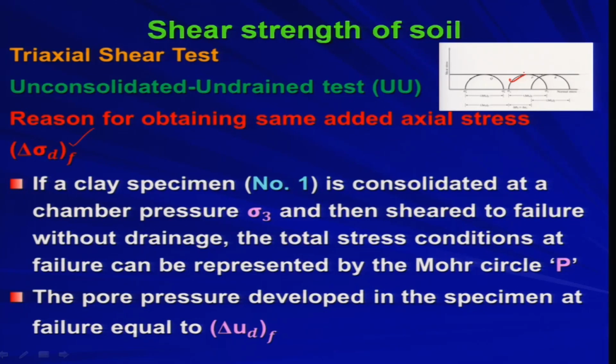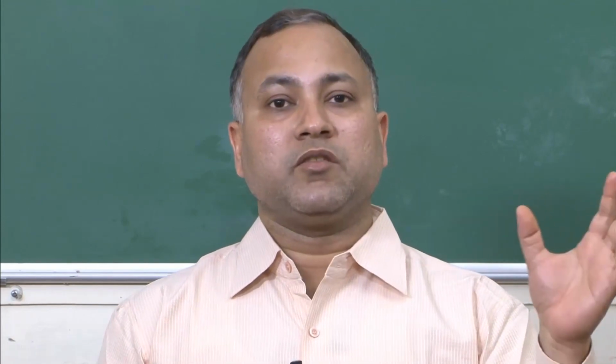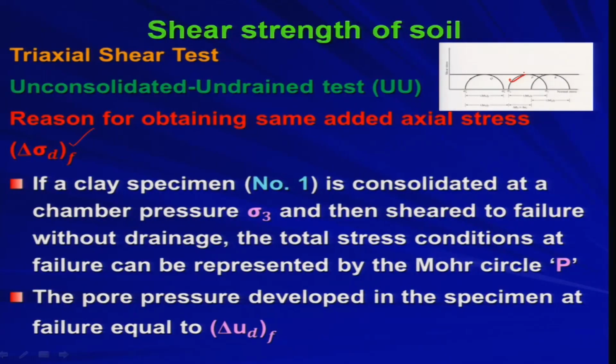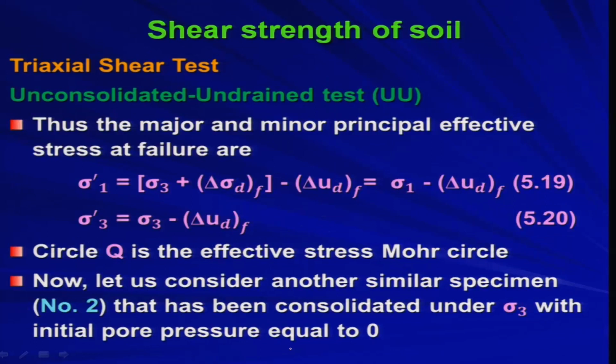The pore pressure developed in the specimen at failure is equal to delta UDF, as we have seen in the case of the consolidated undrained test. There we consolidated the material at chamber pressure sigma 3, but we did not allow drainage during the shearing. So at that time the pore pressure developed in the specimen at failure was equal to delta UDF, if you recall your CU test.